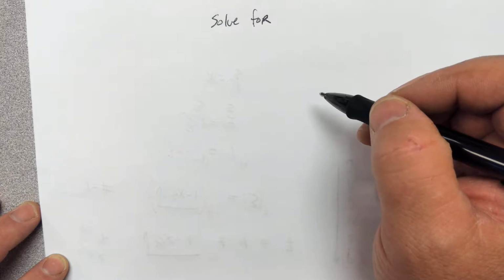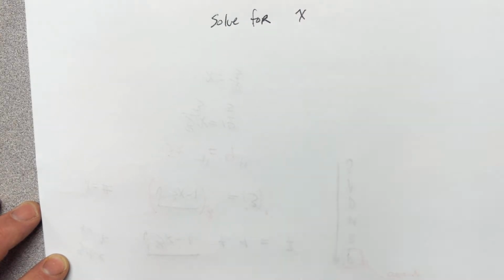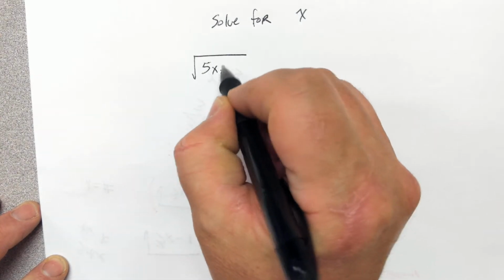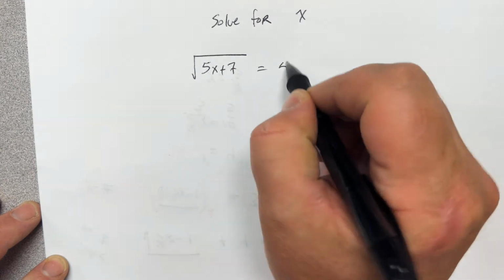No, this is good. X is good? Yeah. All right, well, just roll with the x. All right, so let's say solve for x. Let's try this one right here. Let's try 5x plus 7 equals 4.